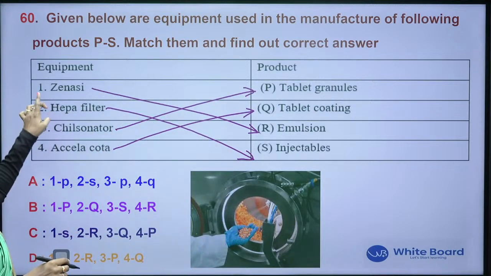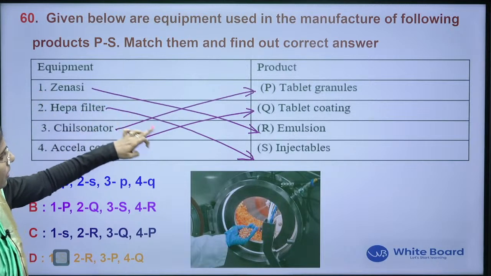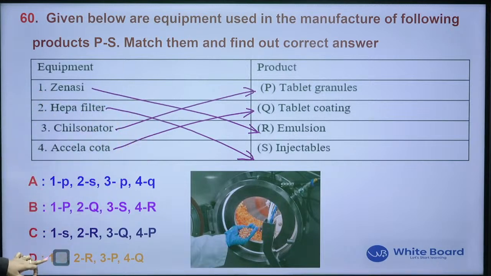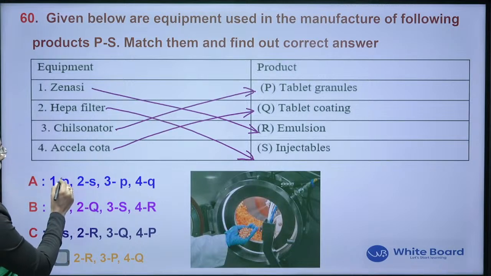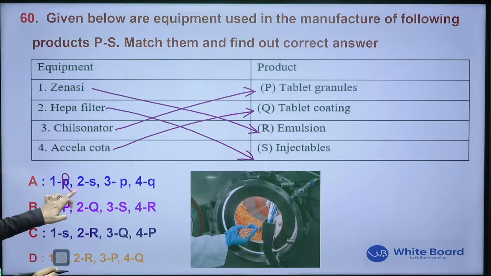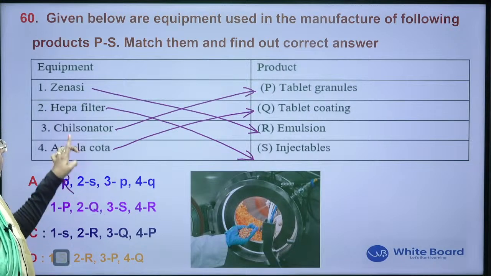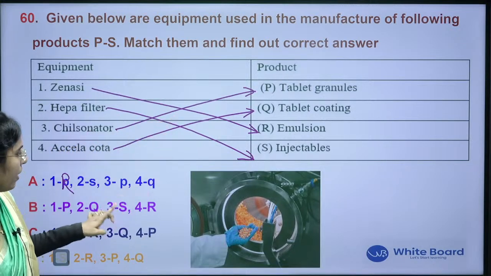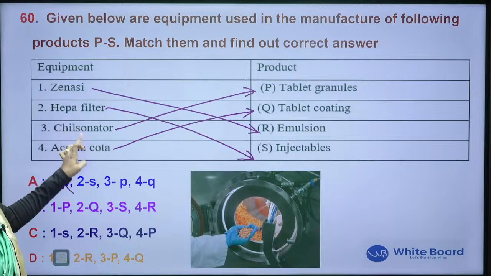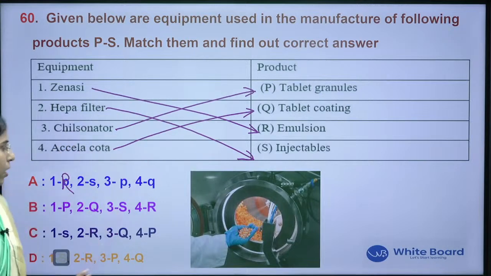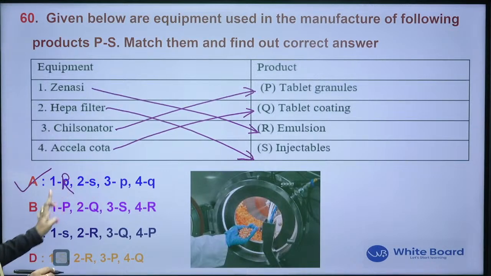Okay, so what is the correct answer? For 1 it is R. Here the options given are wrong, just correct this one. So, for 1 it is R, for 2 HEPA filter it is injectables, for 3 Kilsonator it is tablet granules, right. Next, 4 Accela Cota for coating. So, this is the correct answer. Just make it corrected. P appeared two times, just replace that P with R.